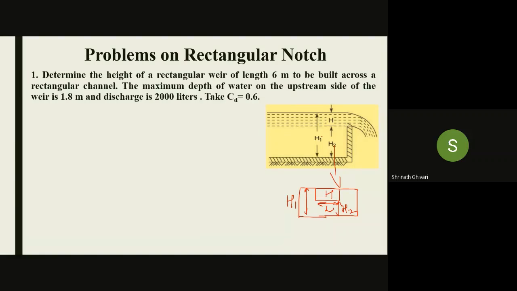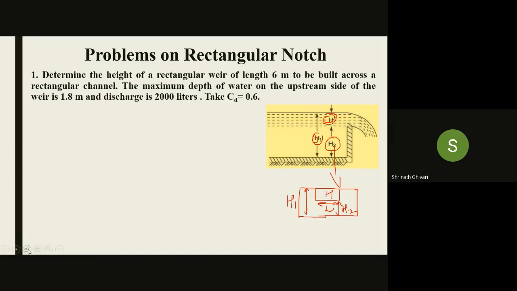Okay, we have the formula. Now what do I have to calculate? I have to calculate the value of H. If I calculate the value of H, I can subtract it from H1, because H will be smaller compared to H1. So I have to subtract H1 minus H to calculate H2.